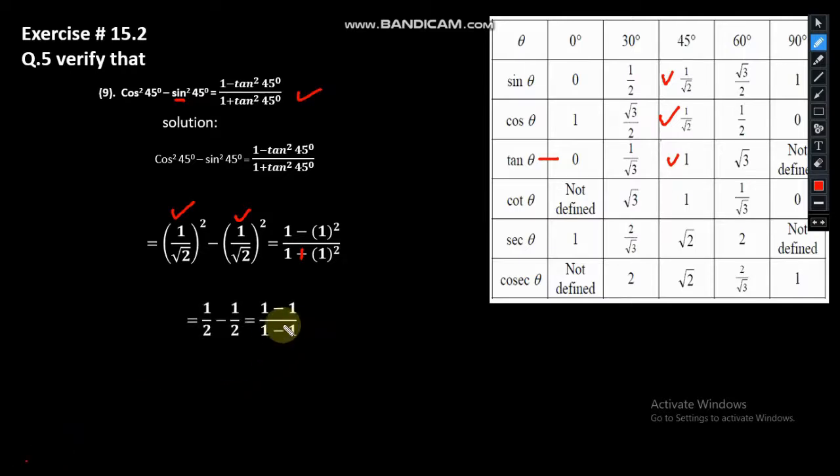Now we can cancel each other, 2 by 2, 2 cancel from here, 2 and 2 minus 2 is equal to this one. So next we cancel each other, and this is 0 equal to 0, and left hand side is equal to right hand side. Now next question.